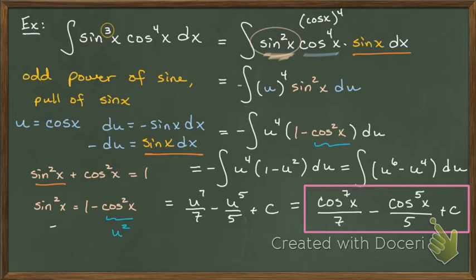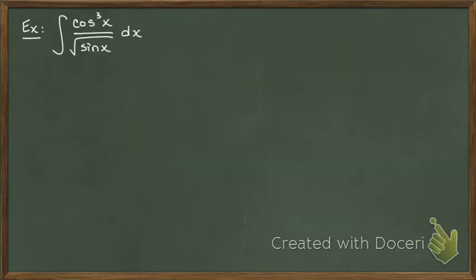So the techniques here in this section are, like I said, largely based on substitution, right? That's the background of everything going on. But just about all of them are going to require some sort of identity usage. Okay? Let's do another. The integral of cosine cubed x divided by the square root of sine x dx.